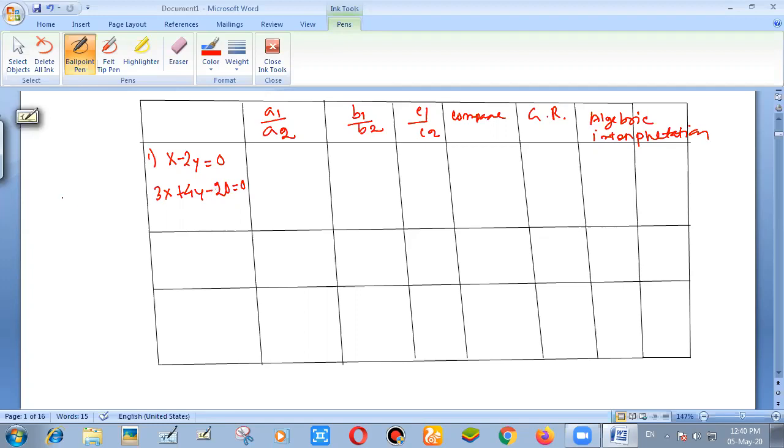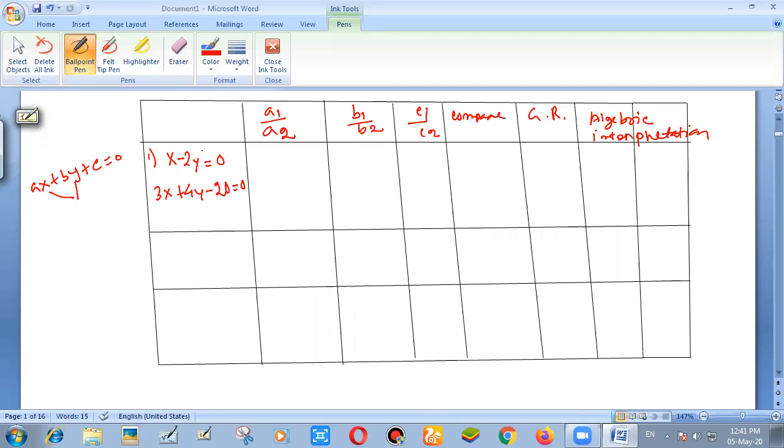Yesterday I told you, suppose ax plus by plus c equal to 0. It is a form of what? Linear equation, yes or no? Where x and y are known as what? Variables. Yes, variables. And a and b are called coefficients, and c is the constant.